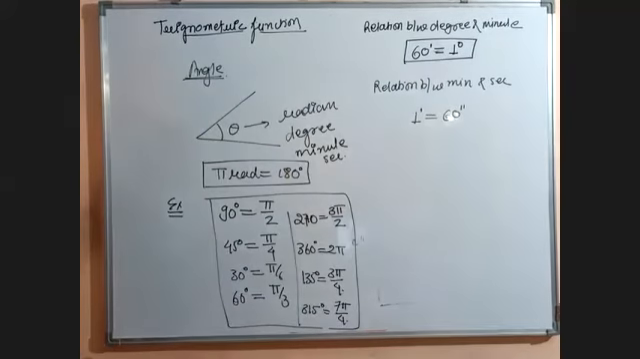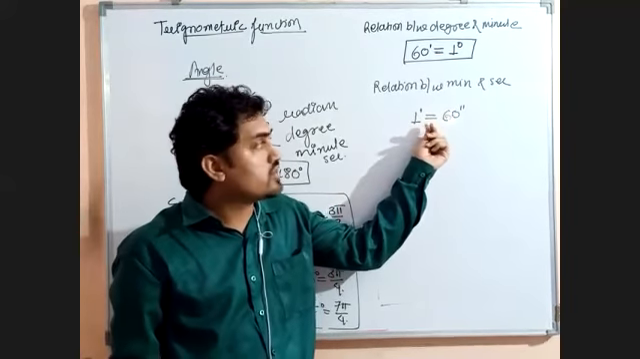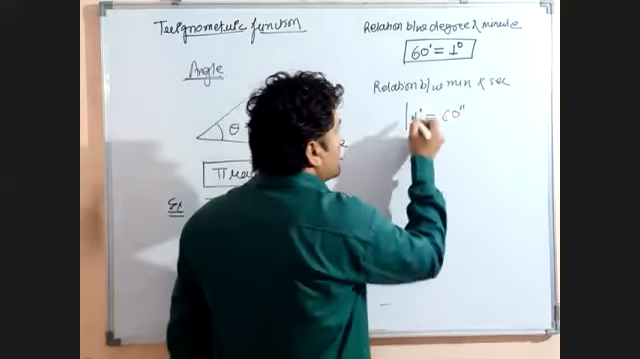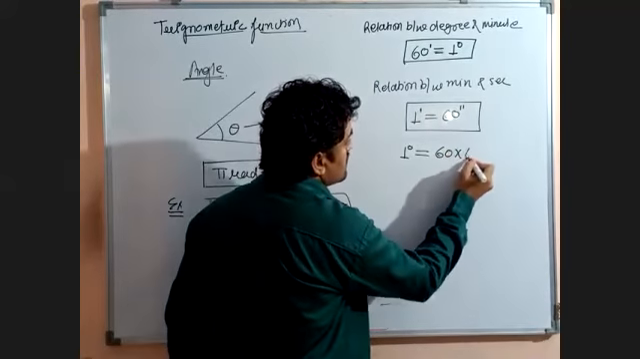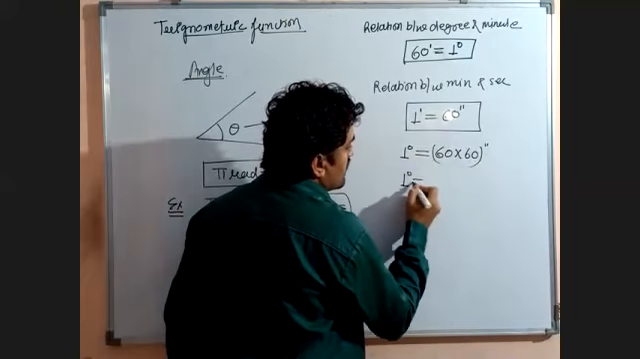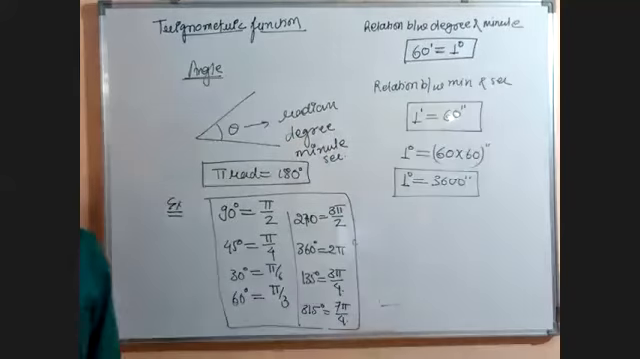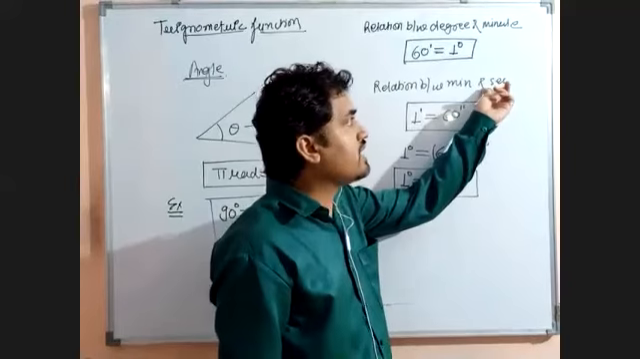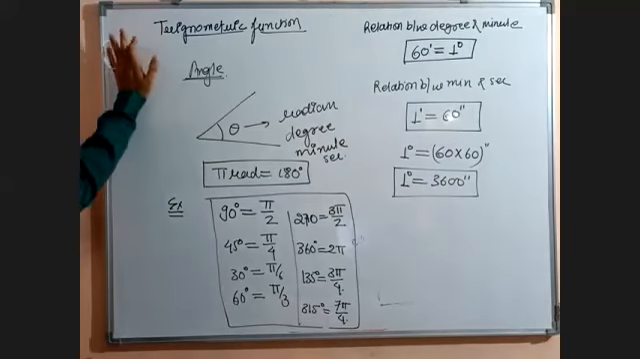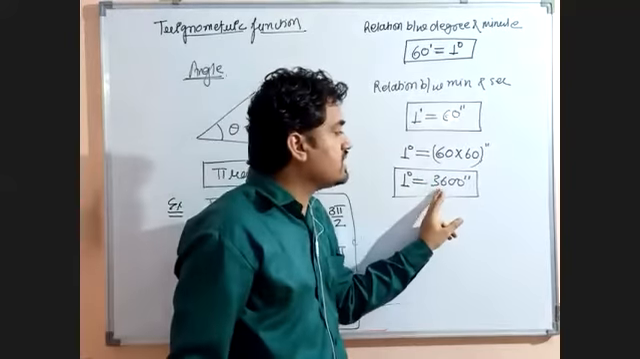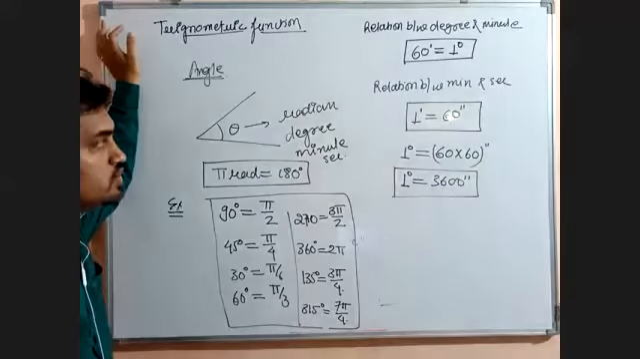How can we represent seconds? By using two dashes. If we use a single dash, it is minute. So 1 minute is equal to 60 seconds, and 1 degree is equal to 60 into 60 seconds, which means 3600 seconds. This second and minute are not like time; you cannot compare them with the second and minute we use in time. This is another kind of unit. These are the units we use to measure angle.